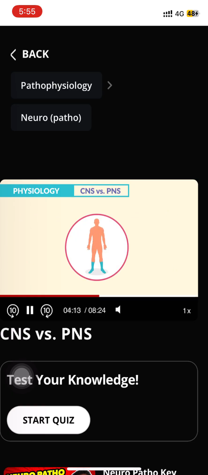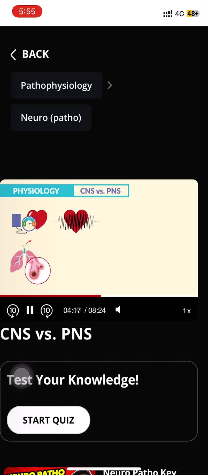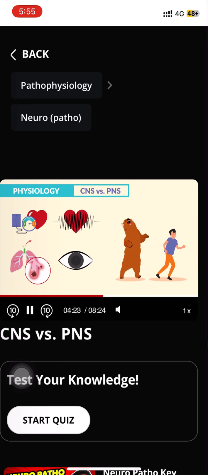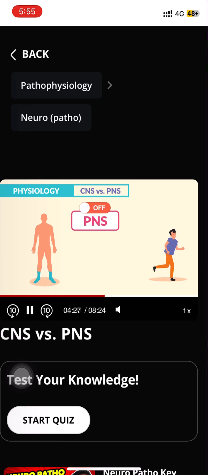So naturally, we get a high and dry body: high blood pressure, high heart rate, and big lungs from bronchodilation to breathe more effectively, and dilated pupils to see better like when running from that bear, and a really dry body since the PNS is turned off. You really don't need to be resting or digesting when you're running for your life.